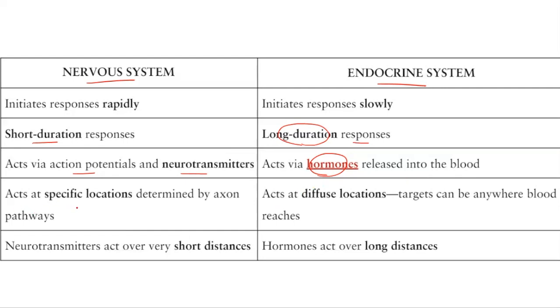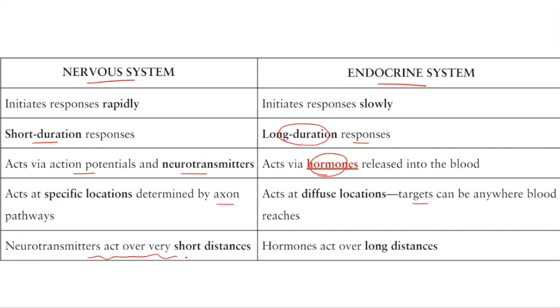For the nervous system, the neurotransmitters are constrained to a specific location between presynaptic and postsynaptic neurons. It's determined by axon pathways, how axons travel, which direction the axon travels, and where they stop. For the endocrine system, the hormones can travel to different locations and they can act at diffuse locations. The target organs can be anywhere the blood reaches.